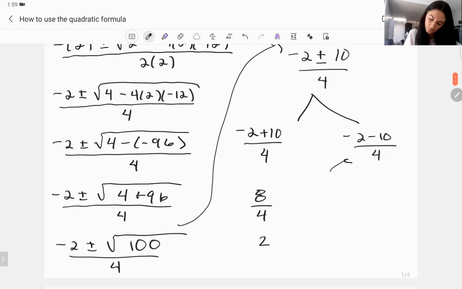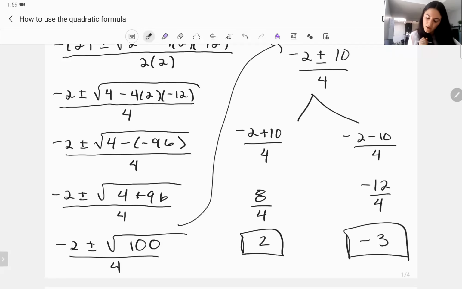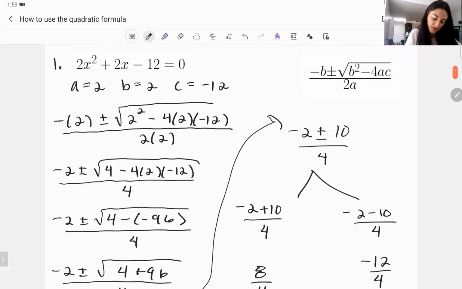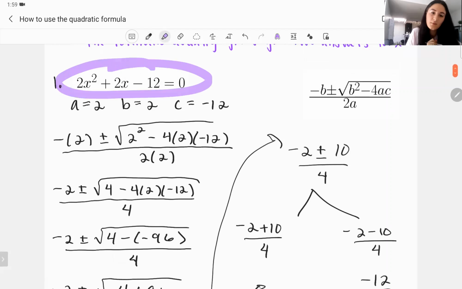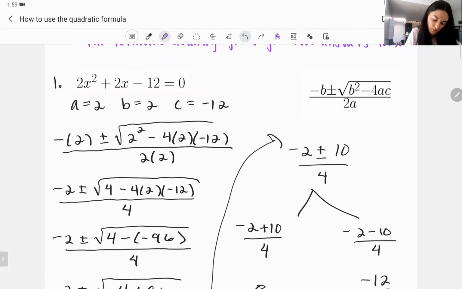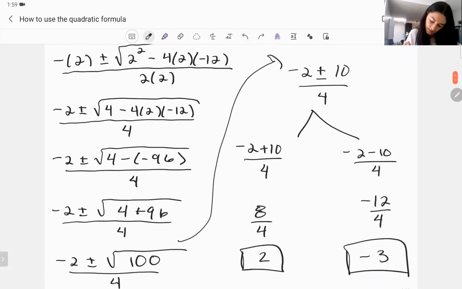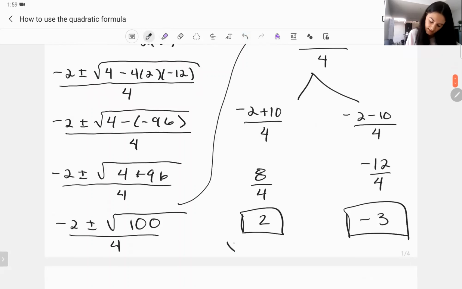Now let's do the other one. We have minus 2 minus 10, which is negative 12 over 4. And minus 12 divided by 4 is negative 3. So what did we just find out? We just solved this equation up here for x. And we discovered that x is equal to two things. X is equal to 2 or x is equal to negative 3. And so those would be your final answers.